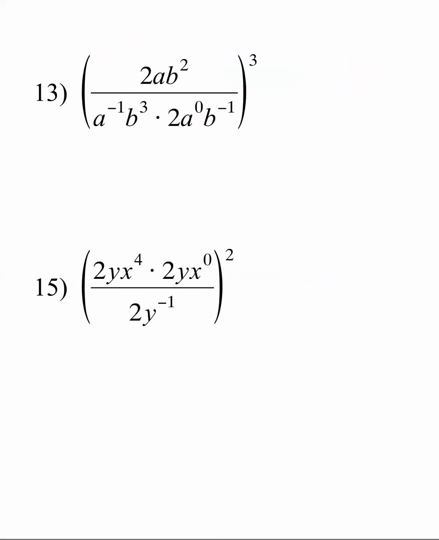Okay, let's try 15. And that's our last one. Okay, so let's see what we got. I see an x to the 0. Bye. I'm going to handle the squaring at the end.